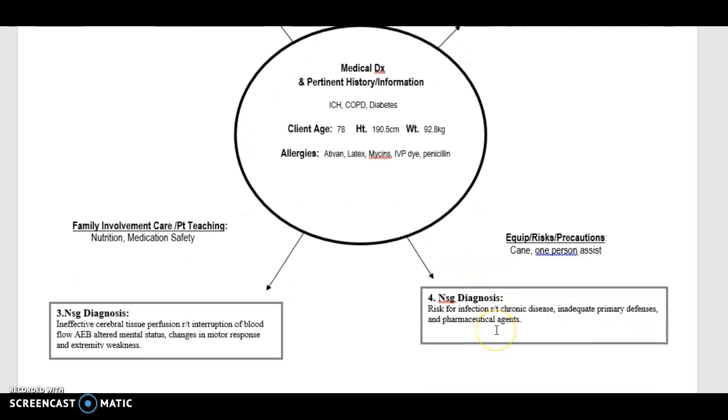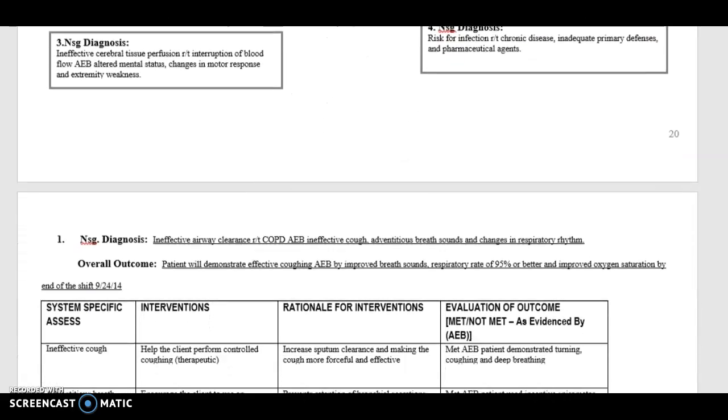The fourth priority would be risk for infection. See, we have a risk for here, and this relates to the diabetes. So risk for infection related to chronic disease, inadequate primary defenses, and pharmaceutical agents. We have any equipment, risks and precautions. They use a cane. They need one person to assist them to get up. And what should we teach the family and the patient about nutrition and medication safety? So let's break this down.